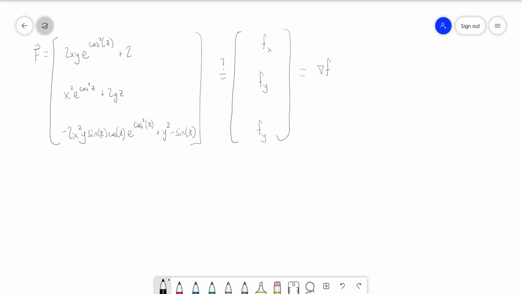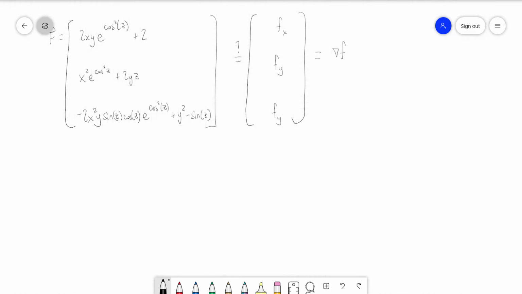Now, if it were equal to the gradient of some scalar function little f, that means the partial of little f with respect to x should be equal to this. Now, the partial of little f with respect to y should be the second component of the vector field, and the partial with respect to z should be its third component. So let me write that out a bit more explicitly down here.